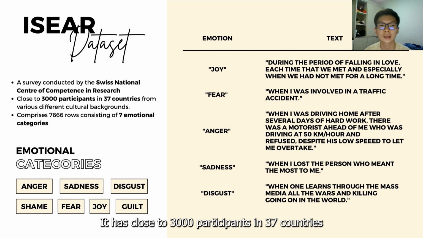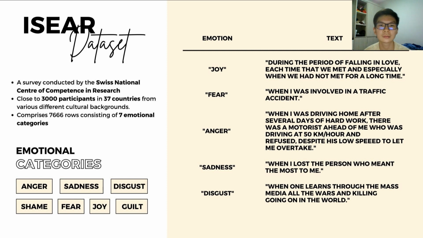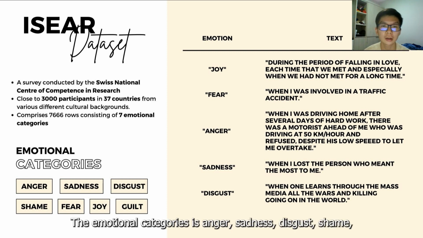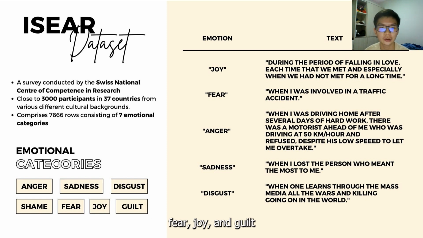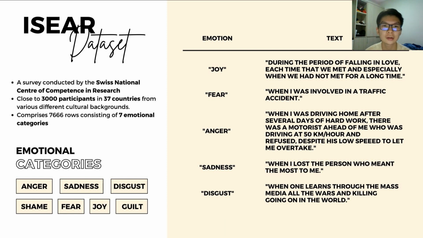It has close to 3,000 participants in 37 countries from various cultural backgrounds. Now, the ICR dataset contains about 7,666 rows and consists of 7 emotional categories. The emotional categories are anger, sadness, disgust, shame, fear, joy, and guilt. Approximately each category, or each emotion, contains 1096 data rows.